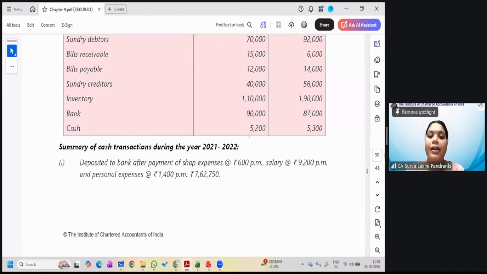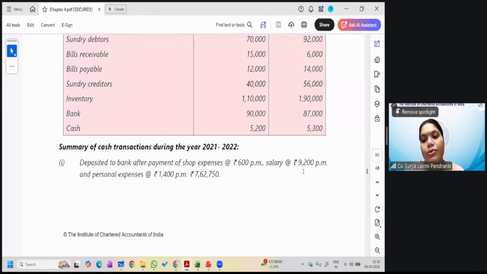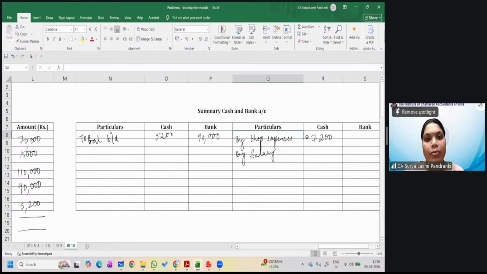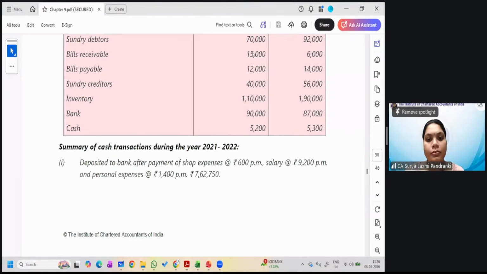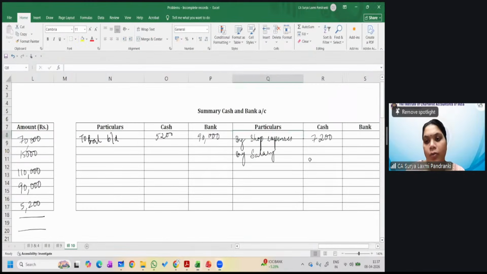Right. They told clearly that before even depositing into bank, they have paid all these, which means they paid it in cash. Then whatever balance is left, that they have deposited in bank, correct? Yes, ma'am. We also have salary. By salary, how much is that? They told 9,200 per month. Into 12, how much it is? 110,400. Yes.